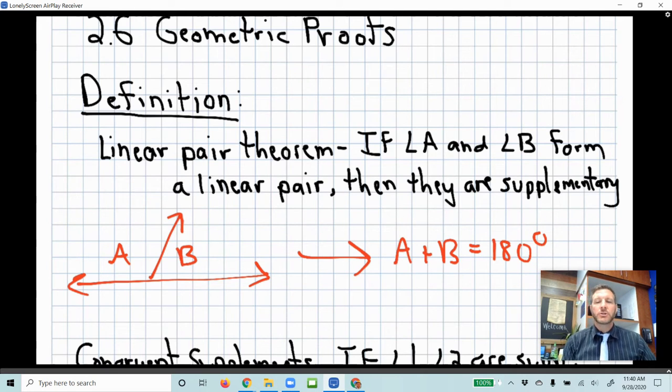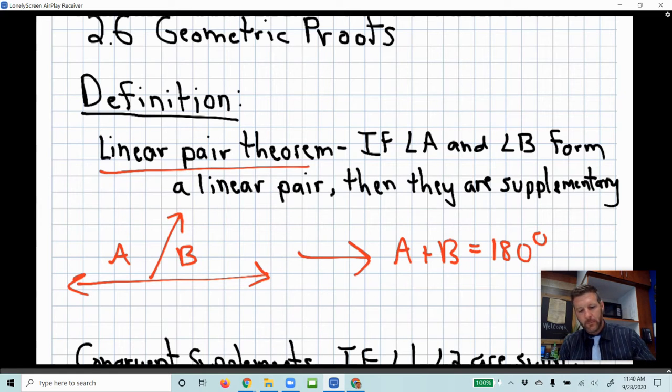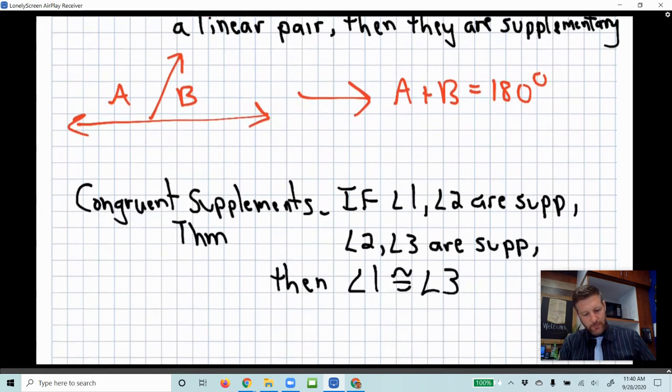You're going to see certain proofs require you to make one step. Either you know they add up to 180, so you say they're supplementary, or you know they're supplementary, so you say they equal 180. If you did that in a proof, the linear pair theorem would be the reason that you would put in your proof. Okay, let's take a look at another one.